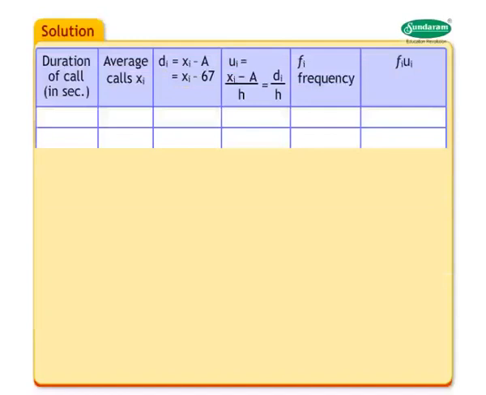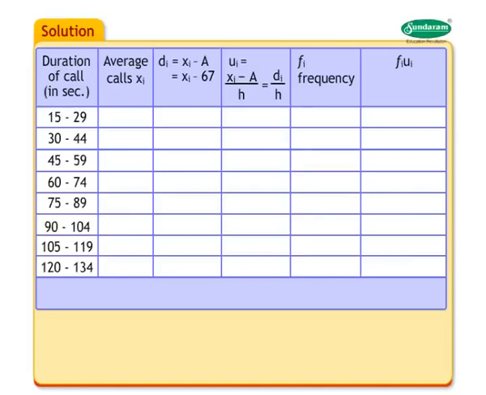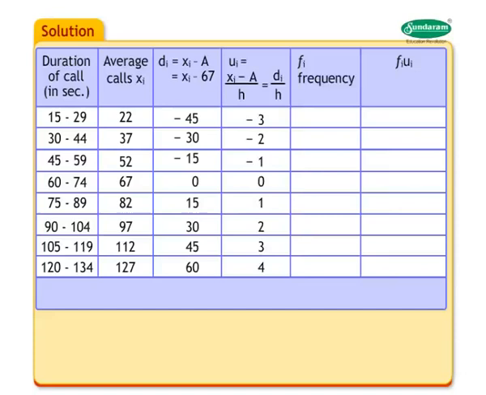Write duration of calls in column 1 and in column 2 corresponding average calls xi. Write the values of di in column 3, where di is equal to xi minus A, where A is the assumed mean, which is taken from column 2. Write the values of ui is equal to (xi minus A) upon h is equal to di upon h in column 4. Write number of calls fi, that is frequency, in column 5.